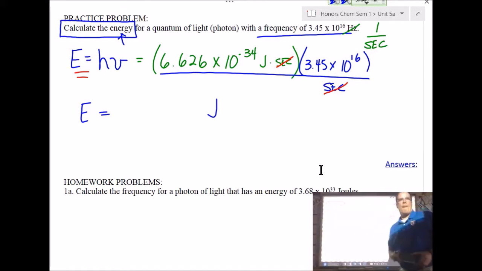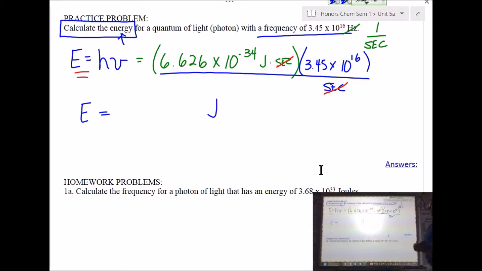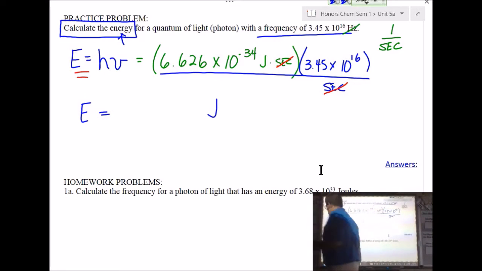What are you dividing all that by? Seconds. Instead of writing this 1 over seconds here, instead of putting that in there, I just put the seconds on the bottom. Isn't that clever? And anybody get a number?